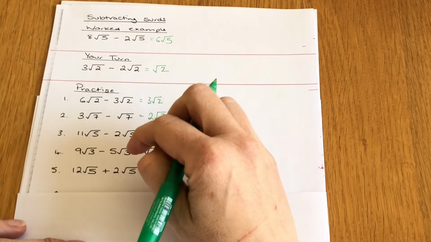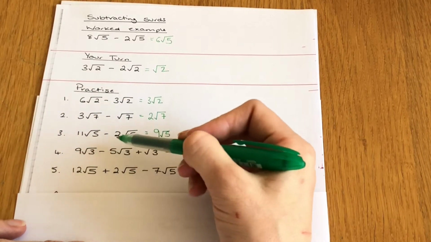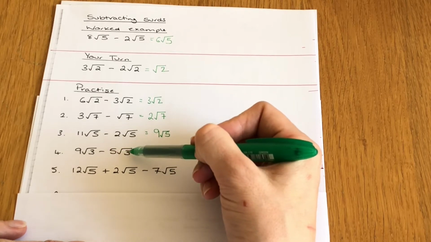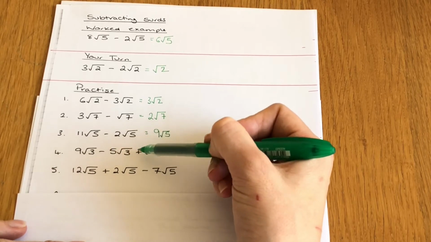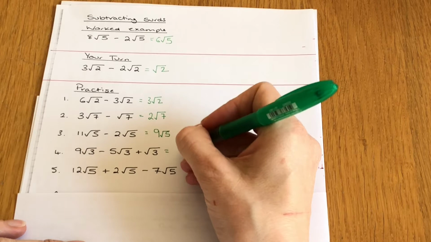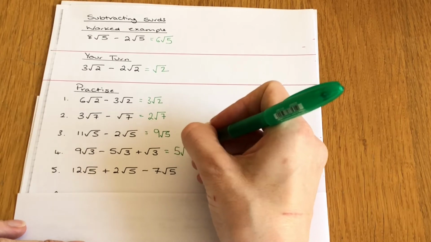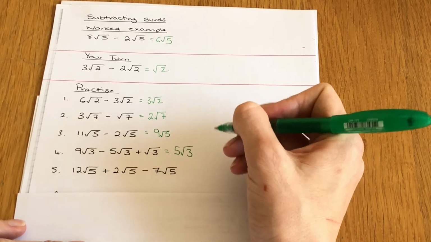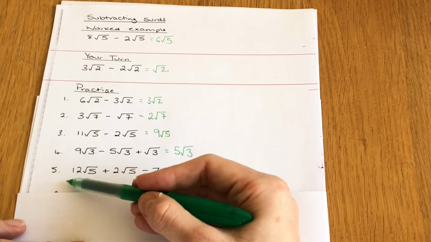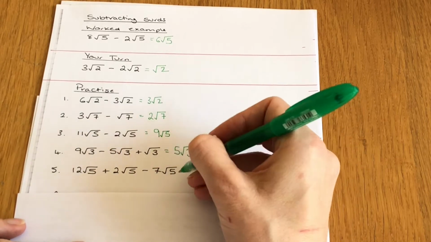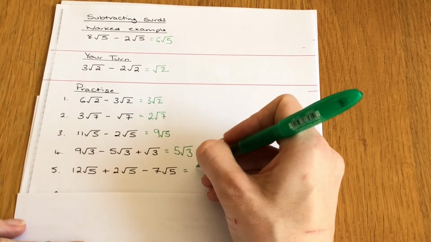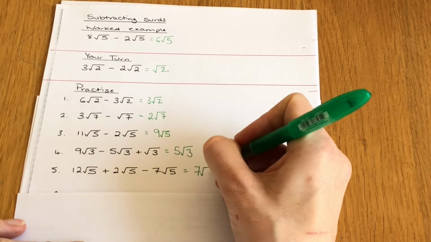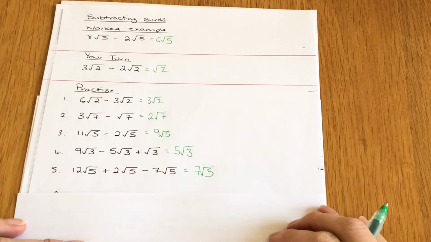Okay, do this one bit by bit. So we've got 9 lots of root 3 subtract 5 lots of root 3, and then we're going to add on 1 lot of root 3. So we end up with 5 root 3. This one again, 12 root 5 add 2 root 5, take away 7 root 5 leaves you with 7 root 5. Okay, nice and easy.